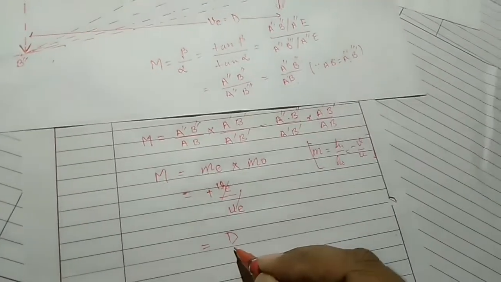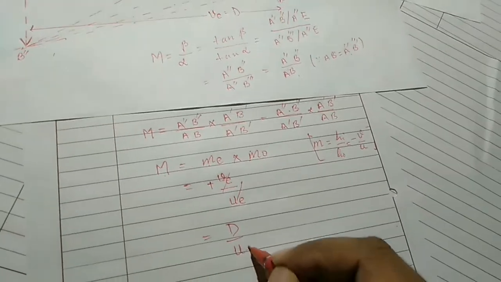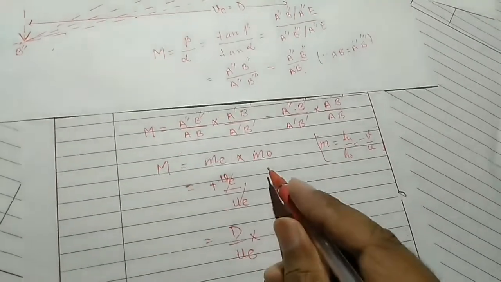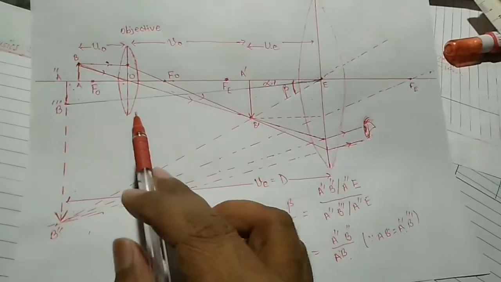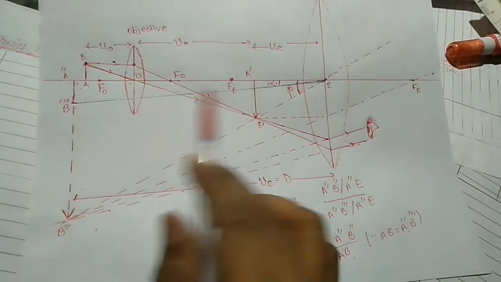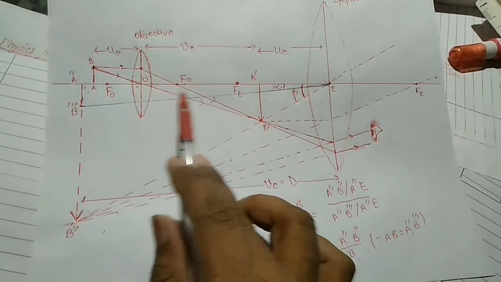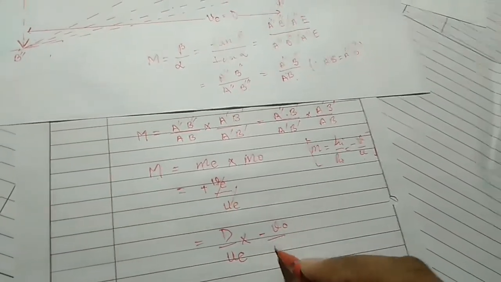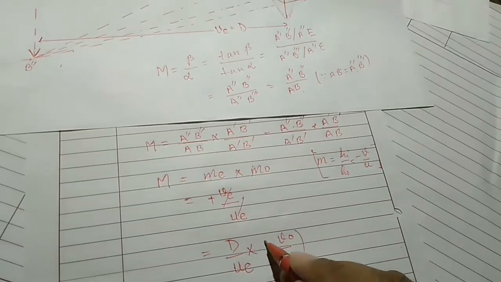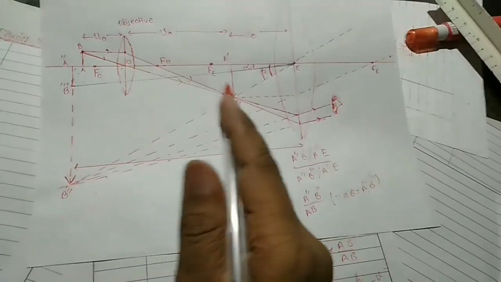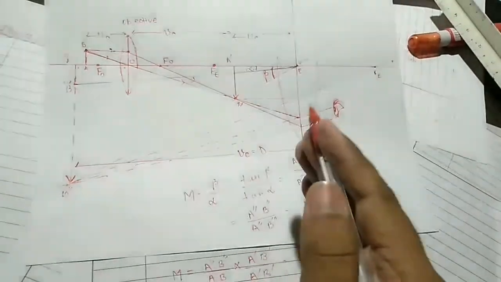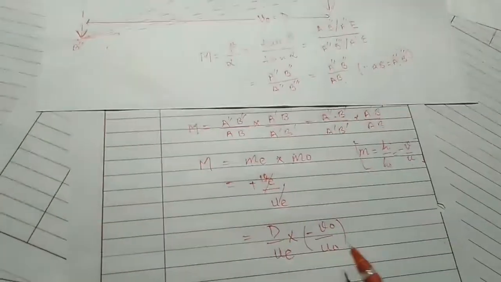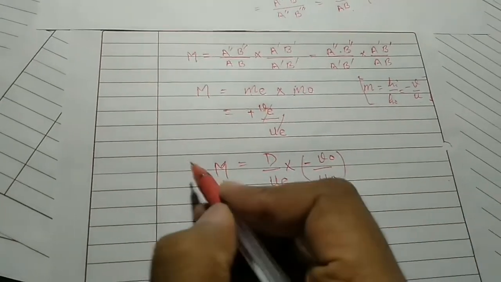So instead of VE, I'm writing D, and this is UE, multiplied by, now for MO, for this objective. Image is on the right side, object is on the left side. So positive upon negative, this will give the negative one. So negative VO upon UO. This is negative because the image is on the right side, object is on the left side. And this is positive because both of them are on the left side. So this is here.